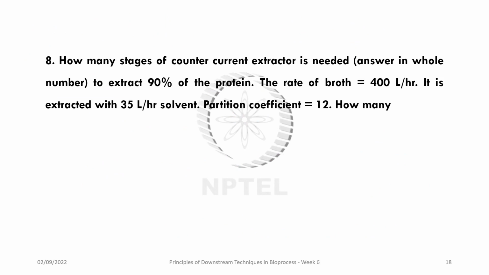How many stages of counter current extractor is needed, answer in whole number, to extract 90% of the protein? We have done so many problems now, I think you should be able to answer this. The rate of broth is equal to 400 liters per hour. It is extracted with 35 liters per hour of solvent. Remember to read this part, counter current extractor.